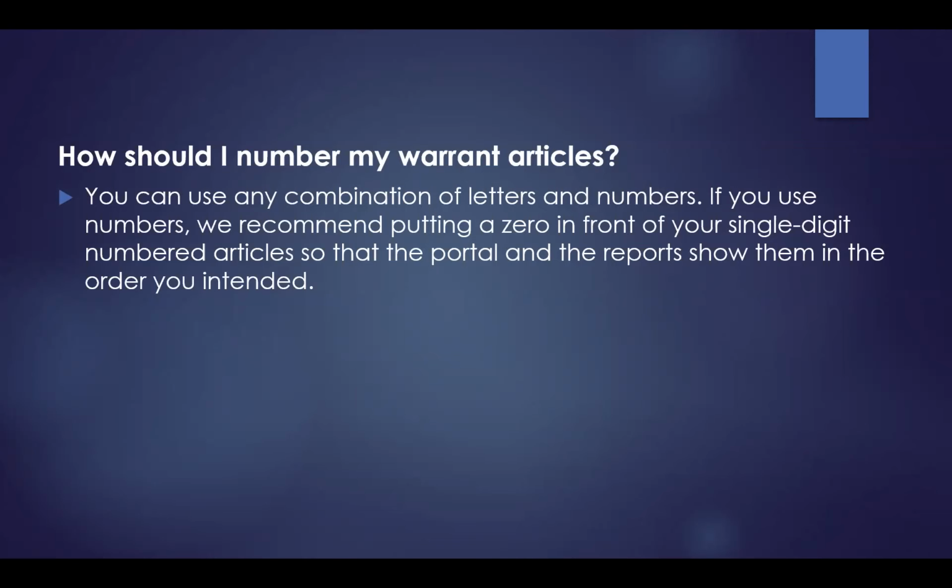So the only thing we recommend is that if you're using numbers and you have single digit articles, 1 through 9, just put a 0 in front of them. And this ensures that those single digits appear before 10, 11, and so on. So it all gets sorted in the correct order. And that's just a byproduct of how the system tries to handle all the different ways that people number their articles.